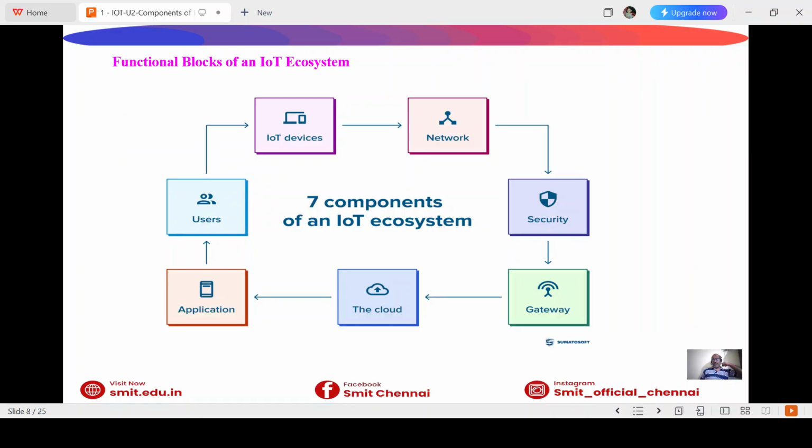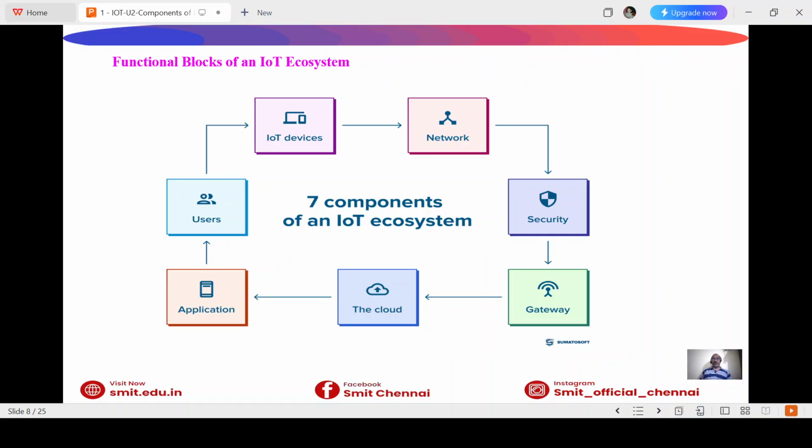That's another perspective of the IoT ecosystem, nothing but IoT devices. See the top, IoT devices through the network, the sensing data will be passed on. Then it has proper security systems also. With the security, if it gets passed, then only it will pass to the gateway. Through the gateway, it will go to the cloud.